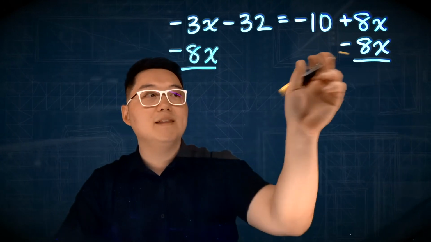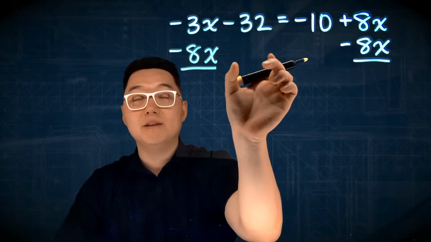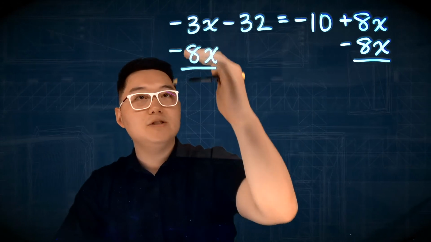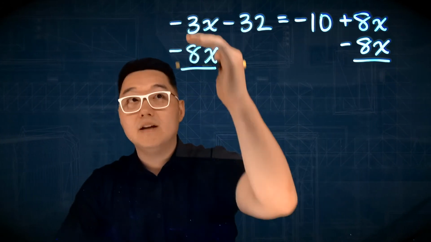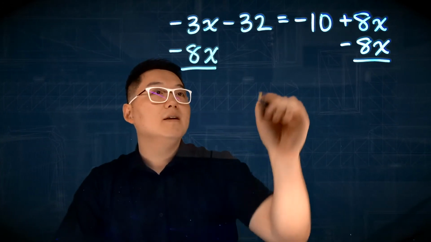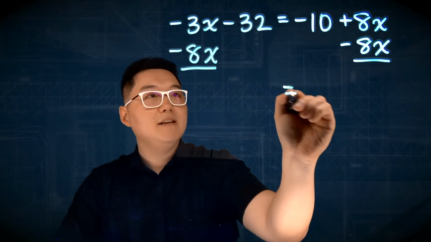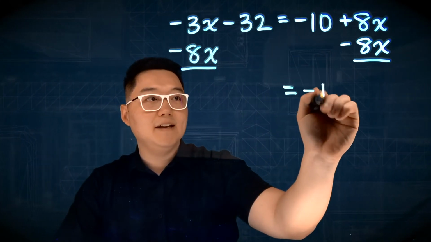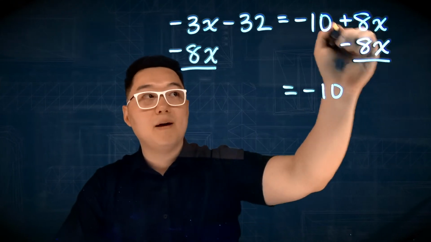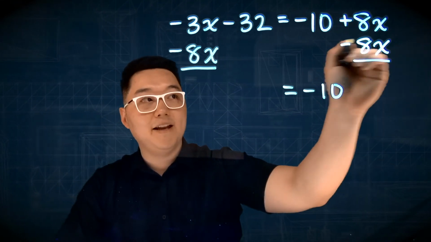Notice that I moved the negative 8x on this side, not here with the negative 32, because these two are alike terms. These two combine. So on the right side of the equal sign, I have a negative 10. And that's it, because this positive 8x and the negative 8x go away.